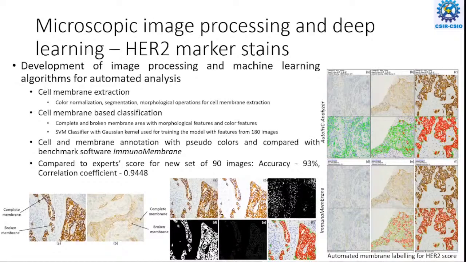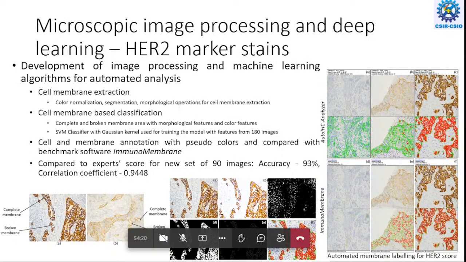So if the complete membrane is there, I mean the cell boundary is completely stained with brown color, then it will be higher positive. And if it is broken, some part of the membrane is cut, or there is no staining at all in the cell, then it is negative. So there are three classes normally we use, positive and negative. And if positive or negative cannot be determined, we call it equivocal.